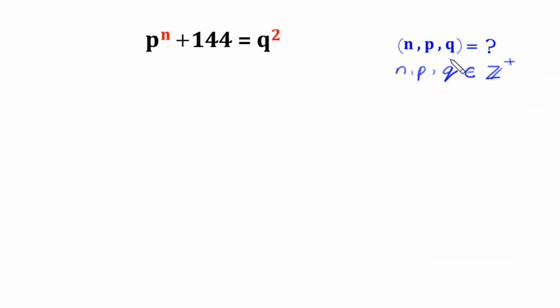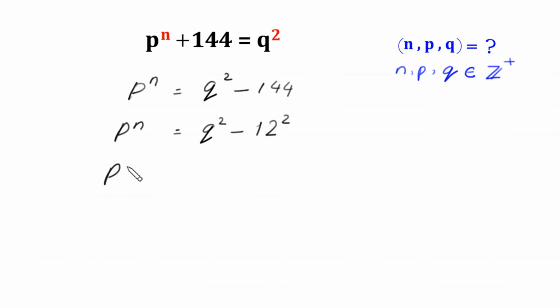So let's start by moving this 144 to the right side. p to the power n is equal to q squared. This plus 144 becomes negative 144 at the right side. Next, p to the power n is equal to q squared minus this 144, which can be written as 12 squared.